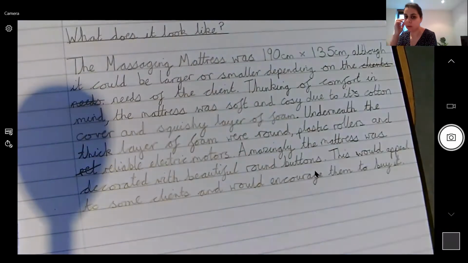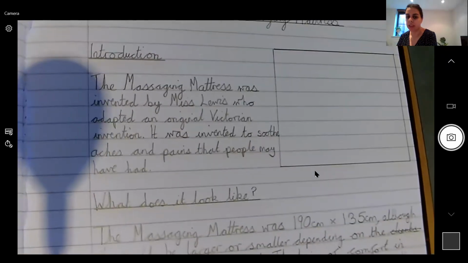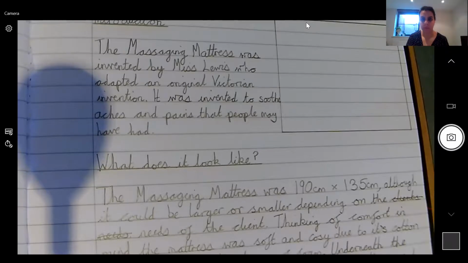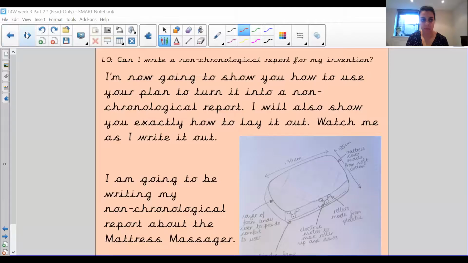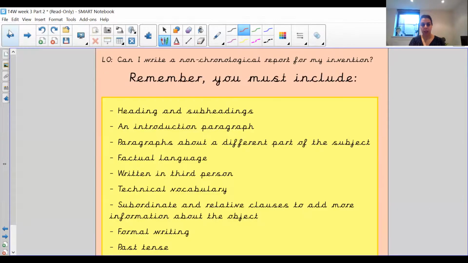Now I'm not going to do that because I think you can do this now. You've seen me turn 2 of my paragraphs of notes into full sentences. So you're going to do this with your one. So let's double check what you need to do. You're going to use your plan and you're going to use, following the success criteria of what I've just modelled to you, you're going to write out your non-chronological report, and please make sure this is done as independently as possible.